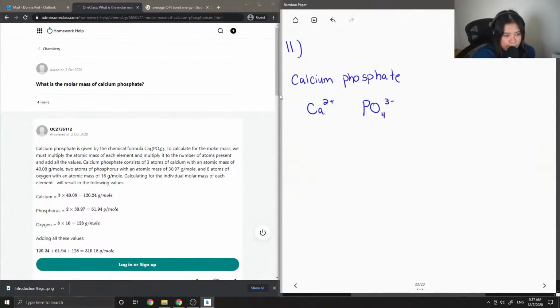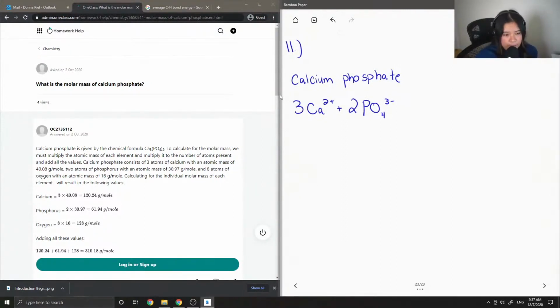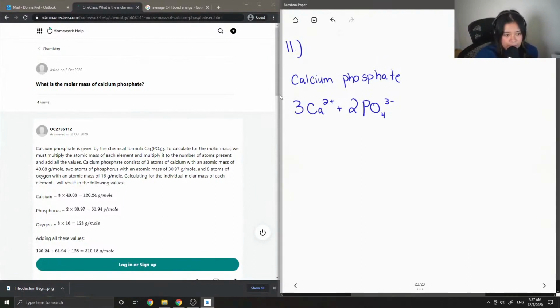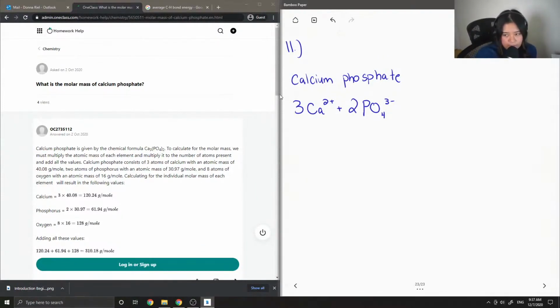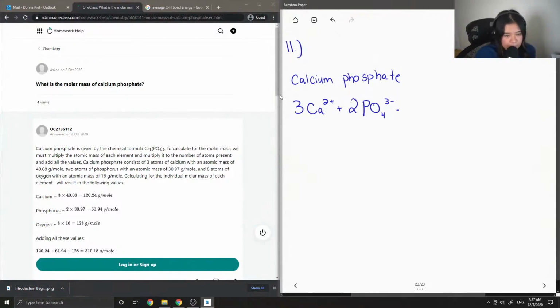So therefore, we need three calcium ions to neutralize two phosphate ions. And I did this just by doing that crossing method, since the charges will be equal to the coefficients of the opposite reactant. So we can write the chemical formula as Ca3(PO4)2.